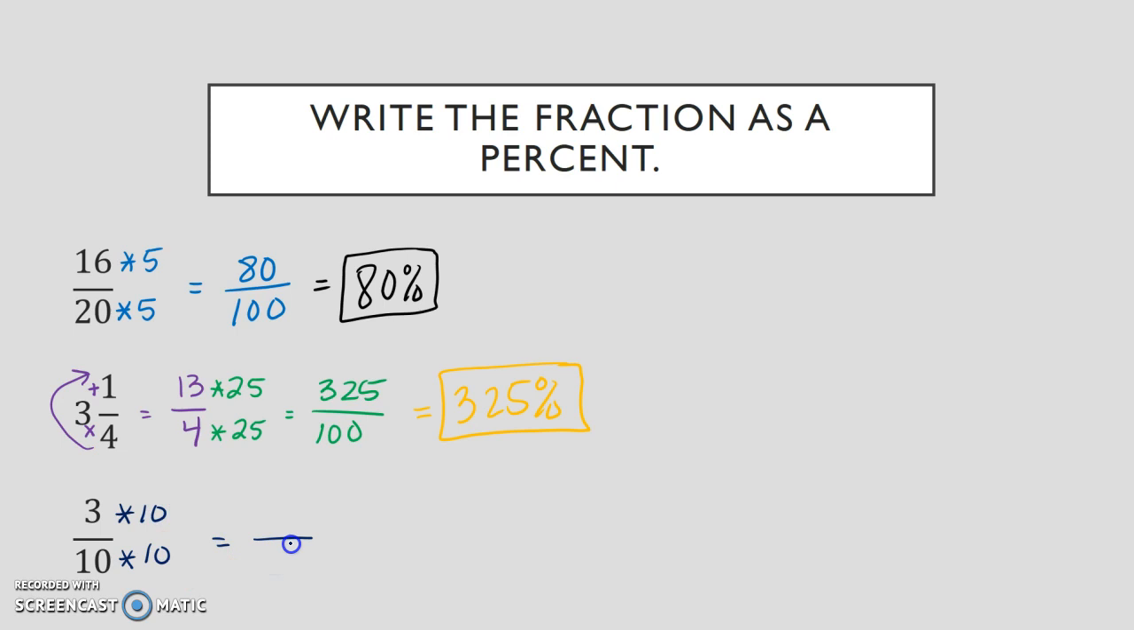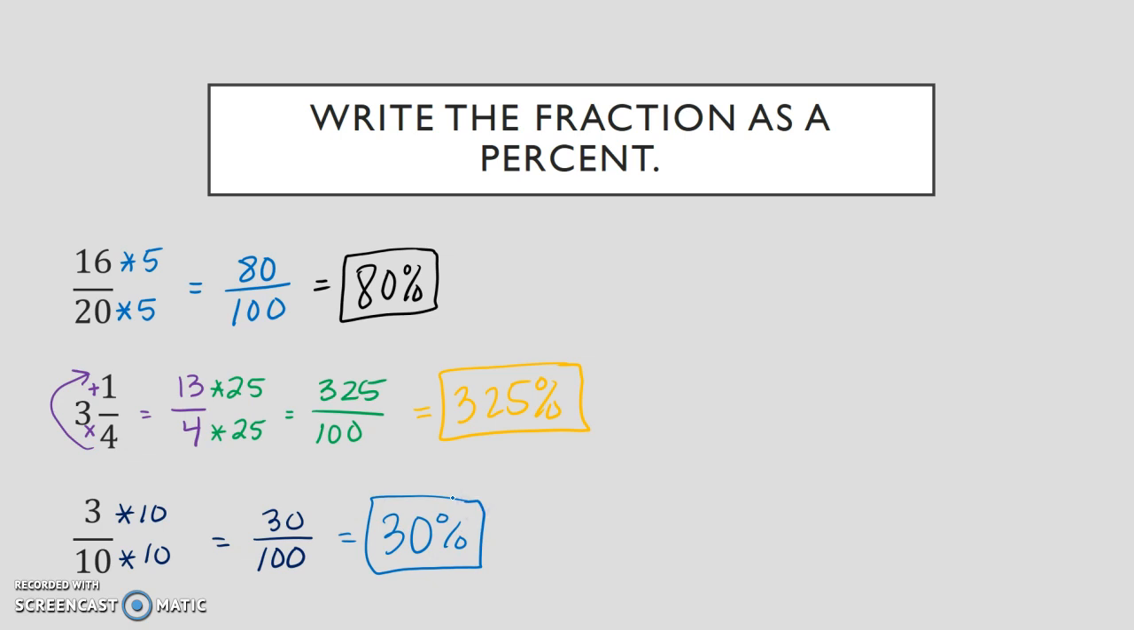So I get 10 times 10, which is our denominator of 100. Again, that is always our goal. And then our numerator, 3 times 10 is 30. So our last step is to turn that into a percentage. So this is 30%.